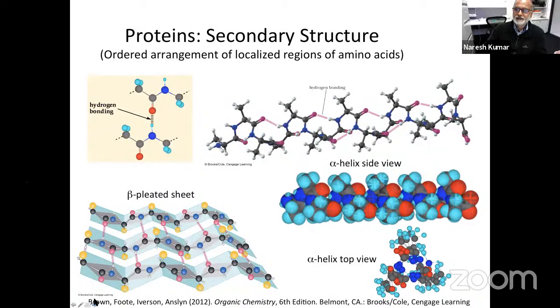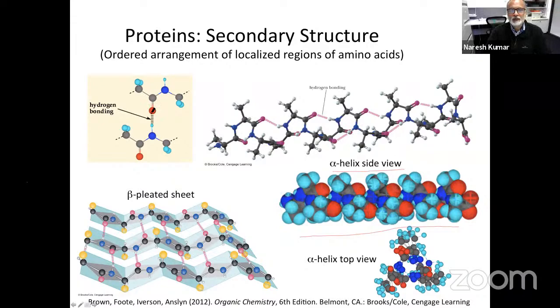So proteins can have a primary structure where there's just a sequence of amino acids. They can have secondary structures where the amino acids are linked together by amide bonds, but they also have additional hydrogen bonding interactions present within the structure. And these hydrogen bonding interactions can lead to helical structures, shown by this helix here, or this alpha helix side view here, or they can form beta sheets by hydrogen bonding between neighboring chains.